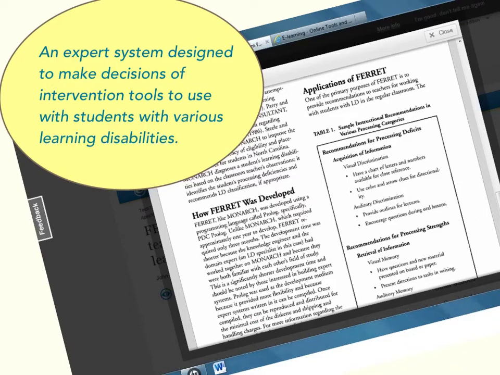Ferret. Ferret is one example of an expert system and its application in the world of education. Ferret is a computer program that assesses student information to analyze the severity of a student's learning disability and then makes recommendations on intervention tools that would be useful in the progress of that student.